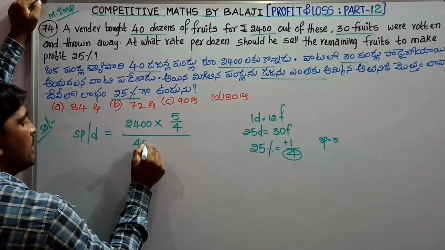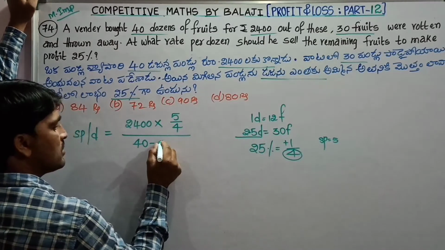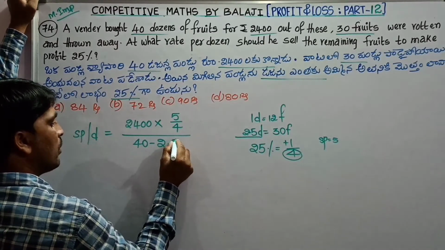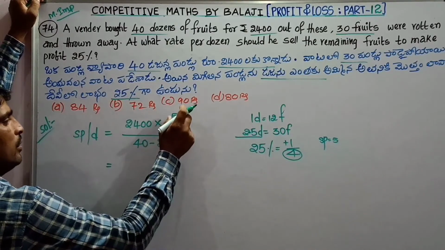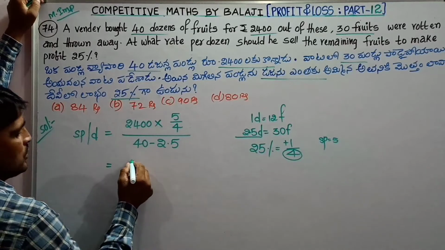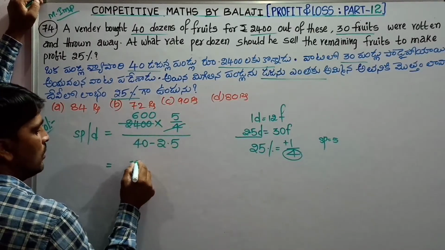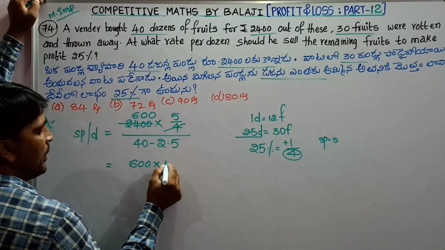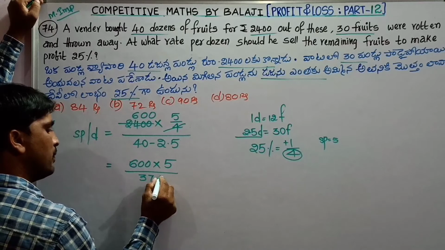Total are 40 dozens, and among the 40 dozens, 2.5 dozens are wasted. So remaining are 40 minus 2.5. We have to get 1 unit profit on the remaining fruits. That is 4 ones are 4, 600s are 600 into 5 by 40 minus 2.5, that is 37.5.